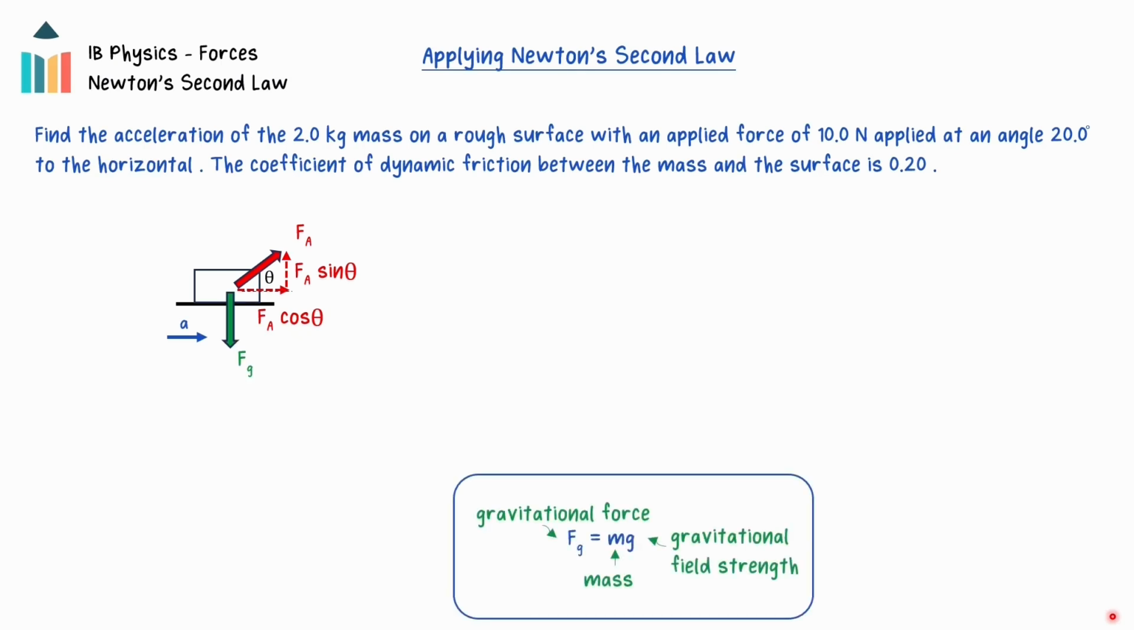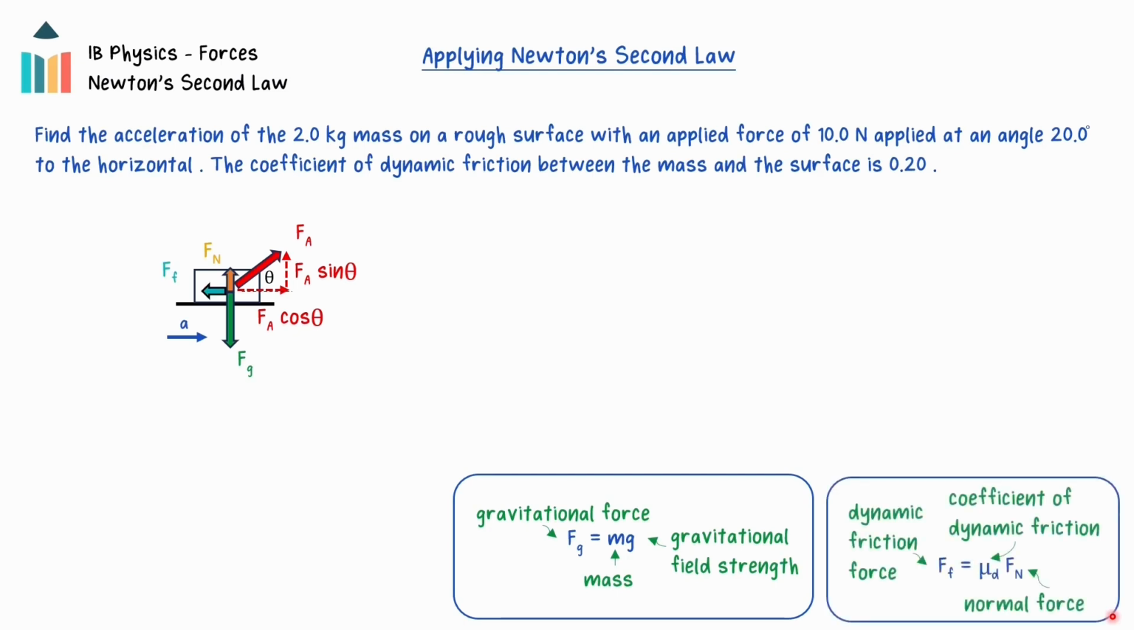The force of gravity again will be acting down on the mass, and a normal force will be acting upwards. The force of friction will oppose the motion and will act to the left. In the vertical dimension, the force of gravity is now balanced by two upward forces, the normal force and the vertical component of the applied force. Because there's no acceleration in the vertical dimension, the magnitude of the force of gravity will equal the sum of the normal force and the vertical component of the applied force.